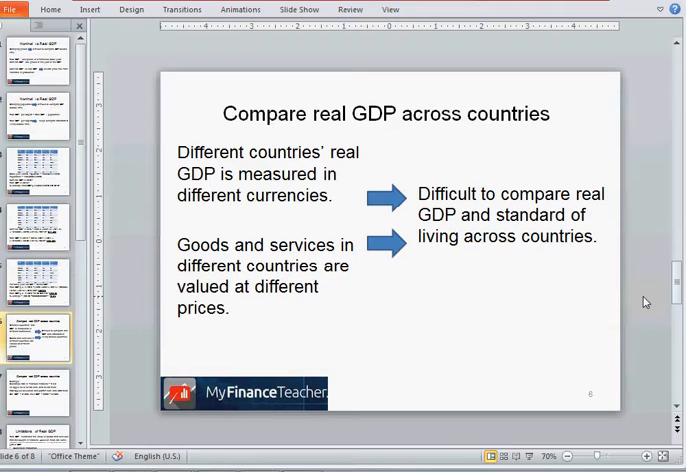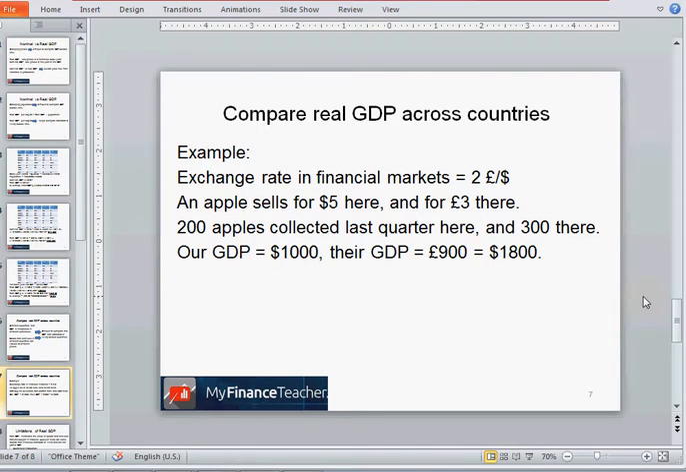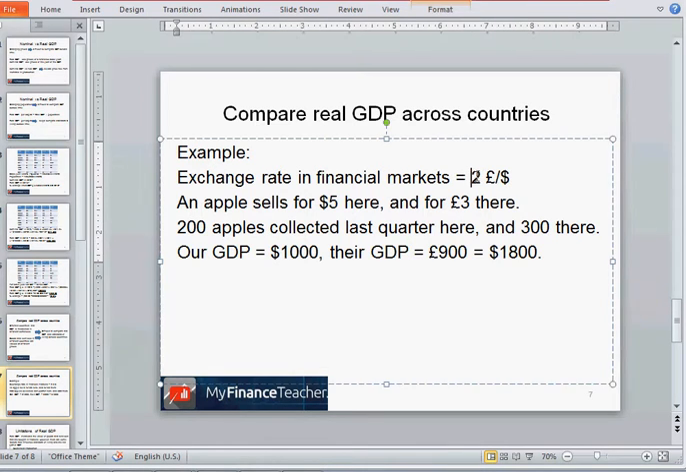Some of the factors are that different countries use different currencies. Besides that, goods and services in different countries are valued at different prices. For example, let's say we're looking at our country and their country, and the exchange rate is $2 per pound. Let's assume that we only produce apples in both of the countries. The price of an apple here is $5, the price of an apple there is, let's say, 3 pounds.